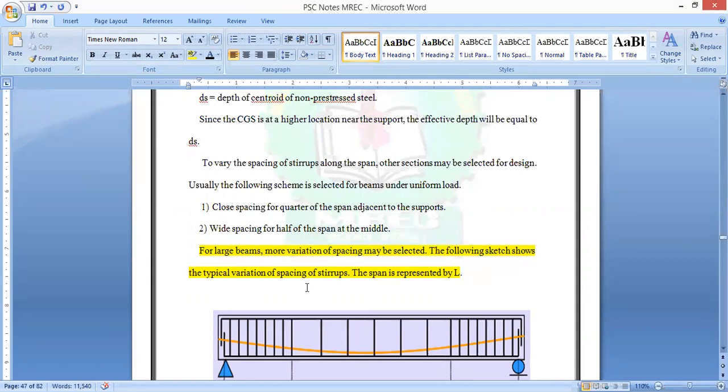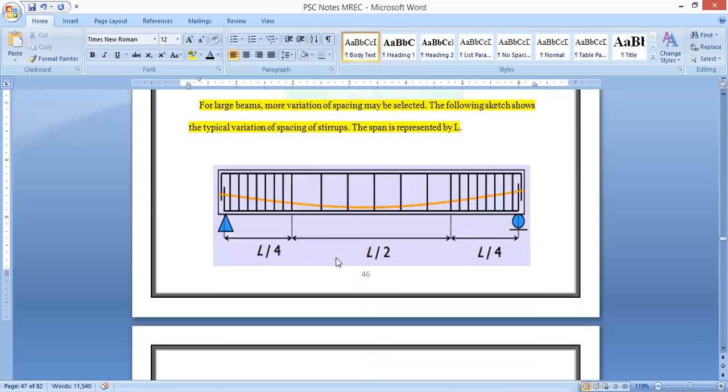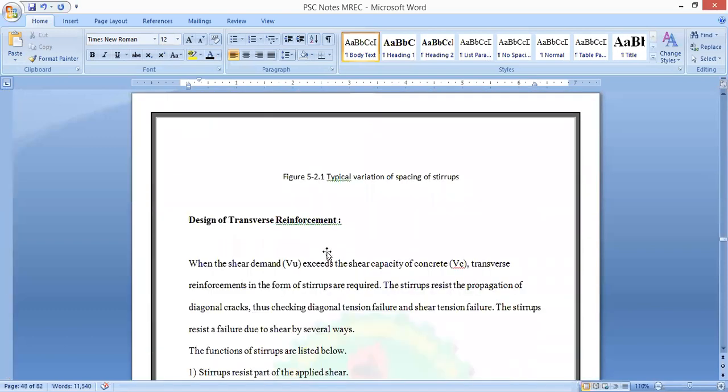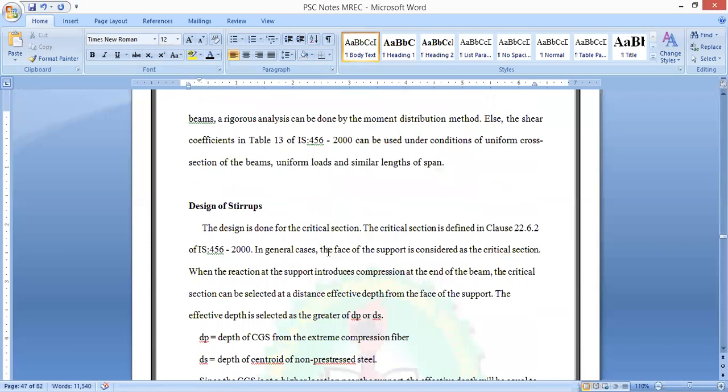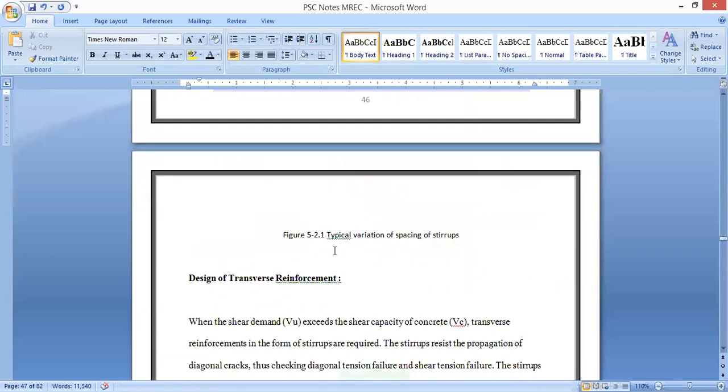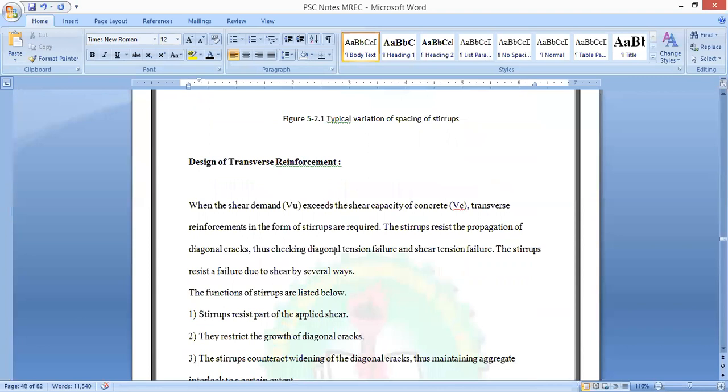Okay, for the span L, right? So this is what designing of the stirrups. And next one is designing of the transverse reinforcement. Okay, so what do you mean?